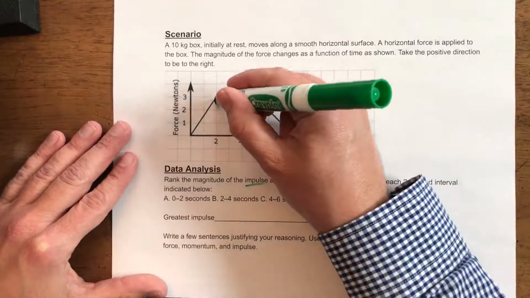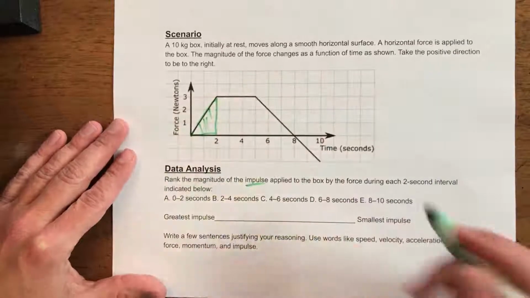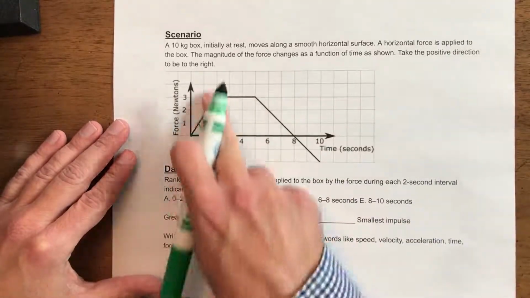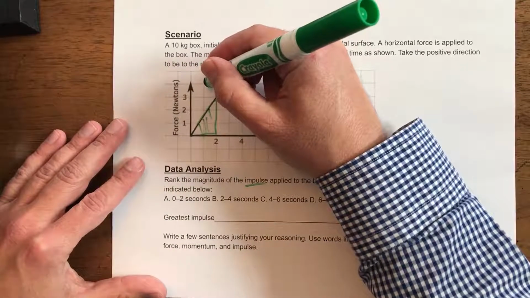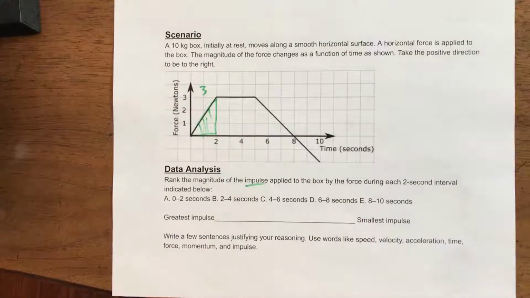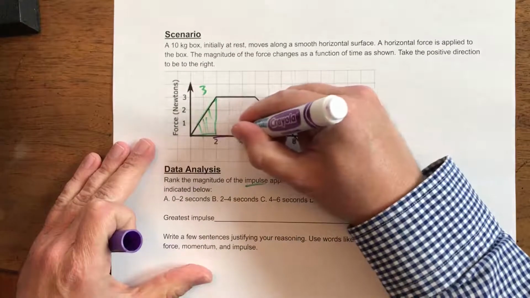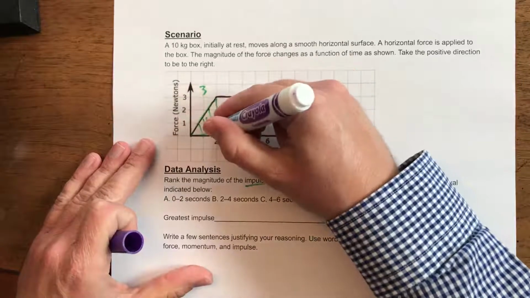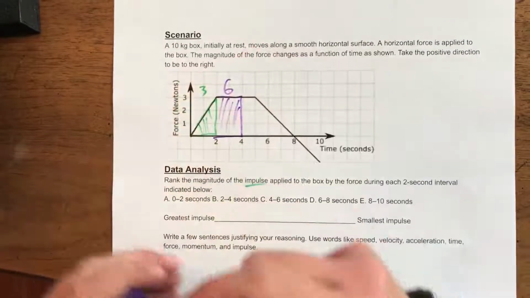So from 0 to 2 seconds, we're talking about this green area right here. So you can do base times height, so 2 times 3 times a half. That's going to be 3 there. Then you can look at the next area, 2 to 4 seconds. That's just a box. So that's 2 by 3. So this area right here is 6.